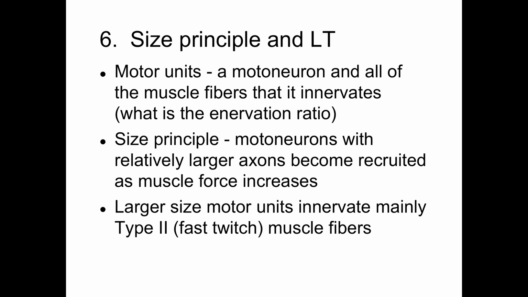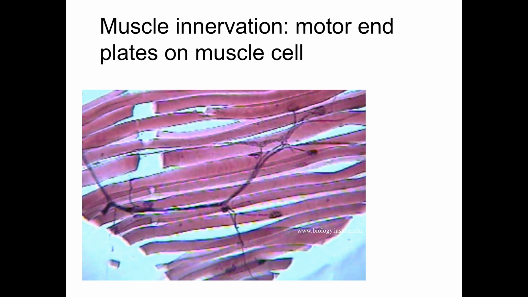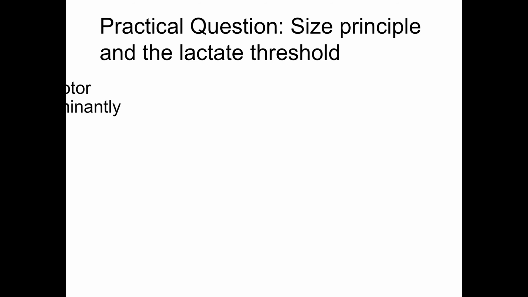This next picture I found online is a picture of a motor unit. What's stained dark is the nerve, the motor neuron, and then these lighter stained tubes are the actual muscle fibers. So here's one nerve, and you can see where it's connecting to all of these different muscle fibers. This is a picture example of a motor unit.